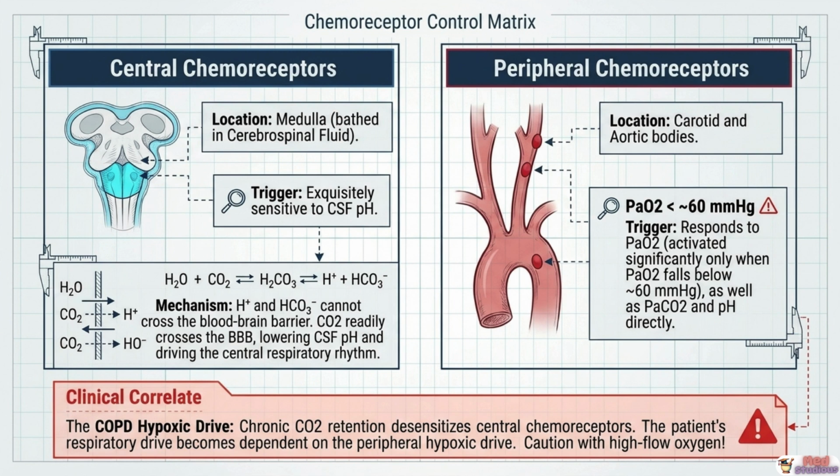The essential clinical correlate, frequently tested and clinically vital, is the COPD hypoxic drive phenomenon. Chronic carbon dioxide retention desensitizes the central chemoreceptors over time, causing the patient's respiratory drive to become dangerously dependent on the peripheral hypoxic drive instead, which is precisely why high-flow oxygen must be administered with caution and careful titration in these patients, since removing hypoxia can paradoxically blunt their remaining respiratory drive.